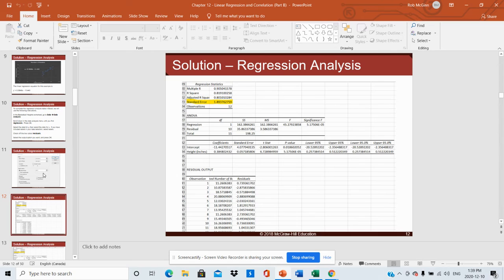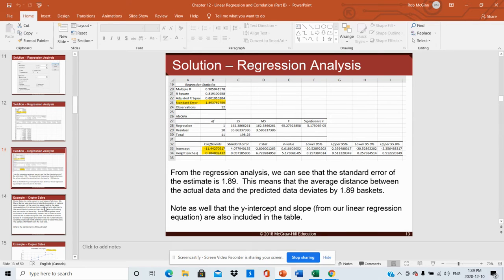We get our charts, and we can see there's a lot of information here. Right near the top under regression statistics, that's where our focus will be. Our standard error of the estimate is just called standard error in Excel. And we can see it's 1.893762759. So for our basketball example, from the regression analysis, we can see that the standard error of the estimate is 1.89. This means that the average distance between the actual data and the predicted data deviates by 1.89 baskets.